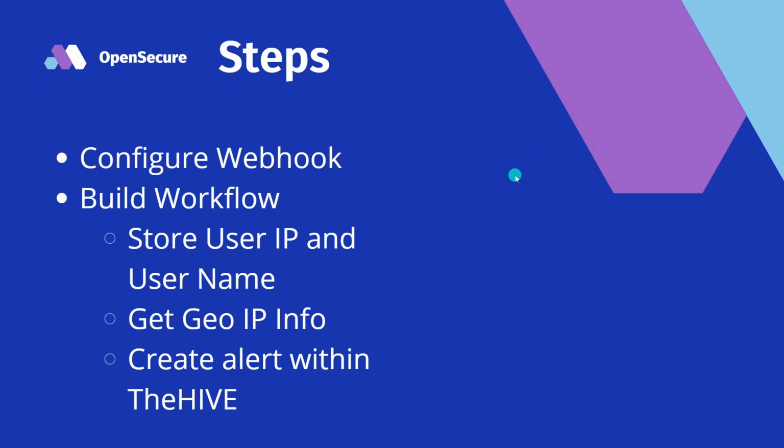The steps that we are going to follow in this video: we are first going to configure our webhook so that we have an endpoint for Wazuh to send this alert out to. Then we're going to build a workflow that stores the user IP along with the username. We are then going to geolocate the IP address to see what country it belongs to. And then we're going to create an alert within TheHive that says, hey, a user has logged in from an IP address that we haven't observed them logging in from before. So stick around and let's jump into it.